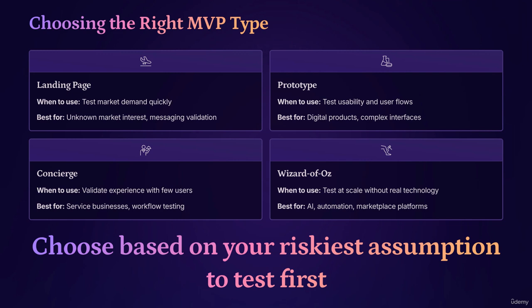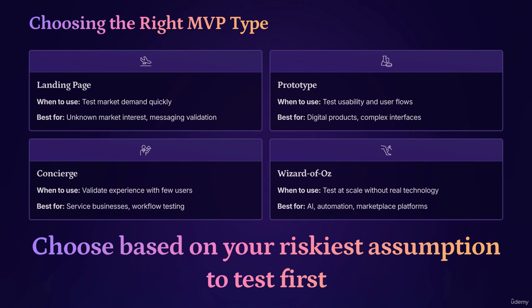If your main uncertainty is service adoption, use a concierge MVP. It validates whether people will pay and how they interact with the service in real life. If your main uncertainty is scalable automation, use a Wizard of Oz MVP. It tests whether users will engage with a fully automated looking product, even if you're still doing the work manually behind the scenes. The key is not to build for the sake of building. The key is to choose the MVP type that validates your biggest unknown with the least cost in the shortest time.